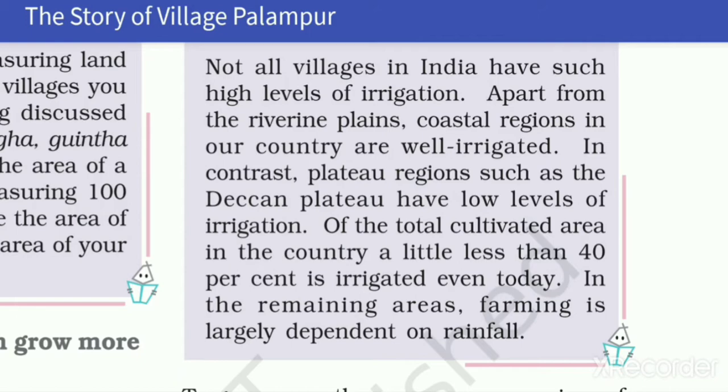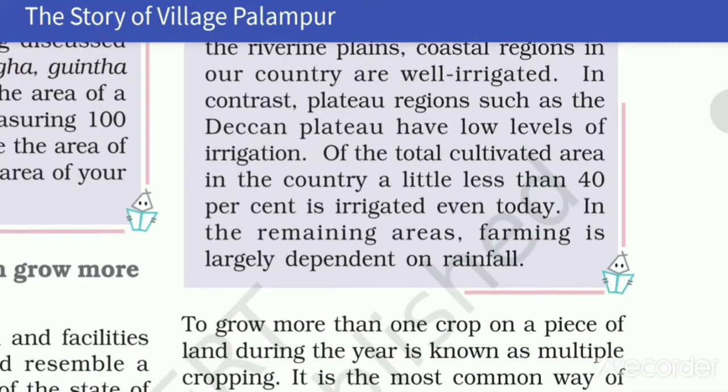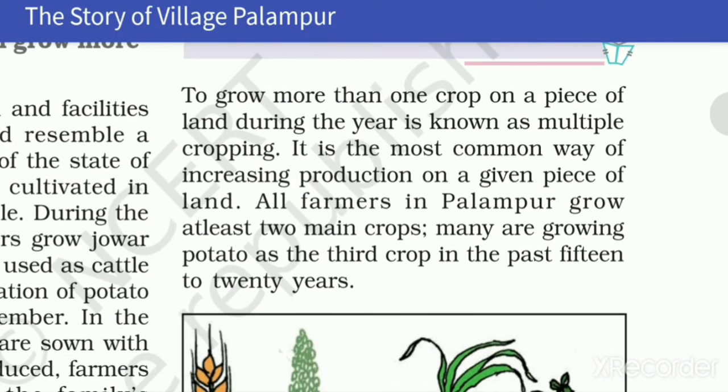Thus we learnt a new term. What is the new term? Multiple cropping. And what is multiple cropping? To grow more than one crop on a piece of land during the year is known as multiple cropping. And in the second point we were talking about a way to grow more crops from the same land. Then we got the answer, that is multiple cropping.